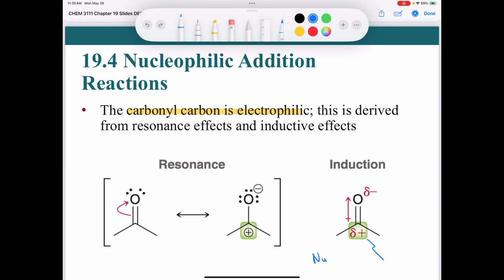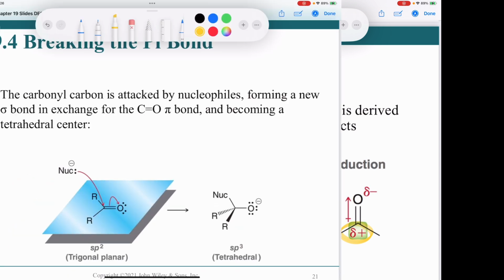You can also look at it from the point of view of resonance, and you can see here that somebody has put in the two resonance forms of this ketone. So this is acetone, but you can see how one of the resonance contributors has a positive charge, has a carbocation right here. And so we see whether we look at it from the point of view of resonance or induction, the carbonyl carbon is electrophilic, and therefore it's going to be susceptible to nucleophilic attack.